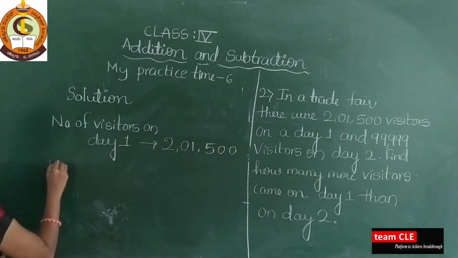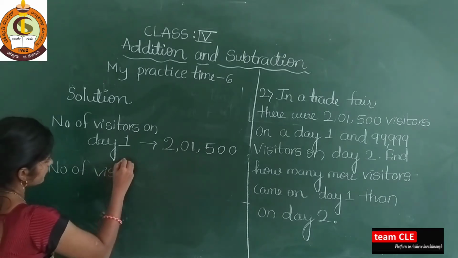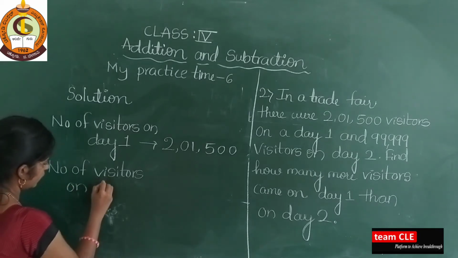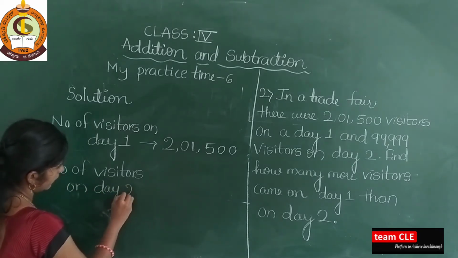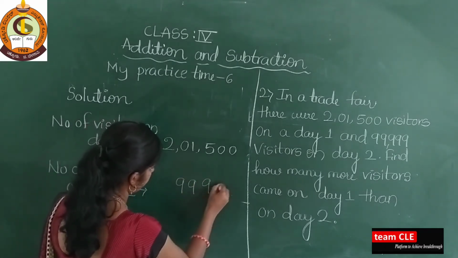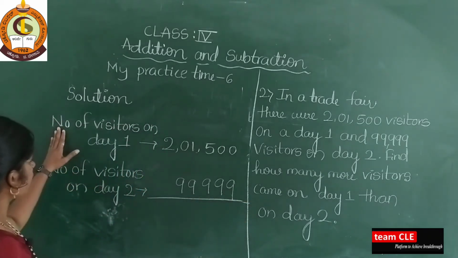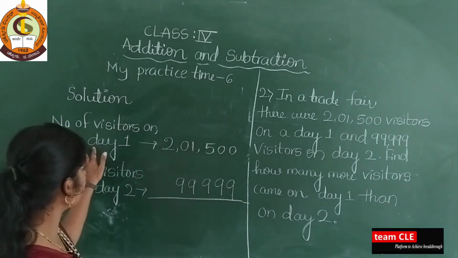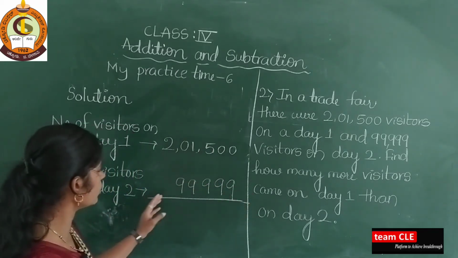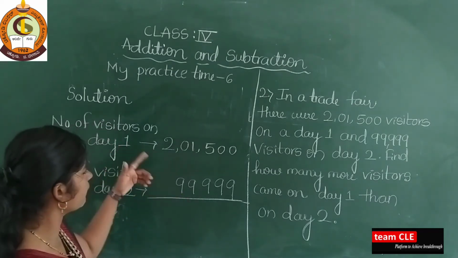Okay, number of visitors on day 2, that is 99,999. So here the number of visitors on day 1 is 2,01,500 and the number of visitors on day 2 is 99,999. How many more people visited on day 1, they asked.